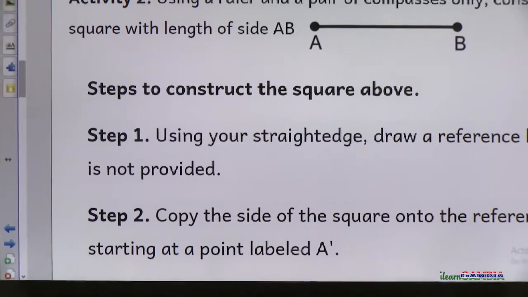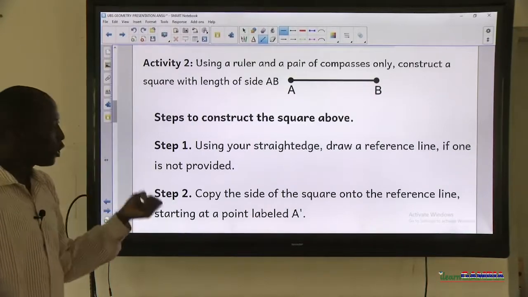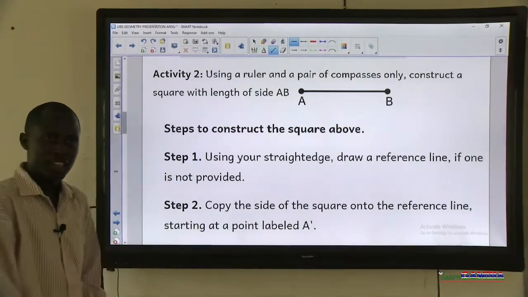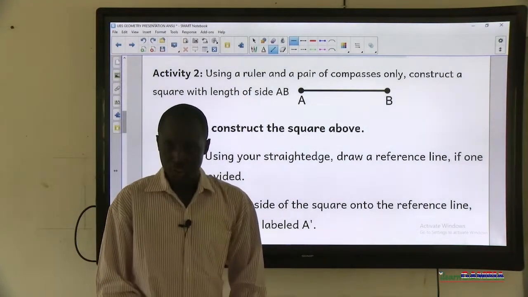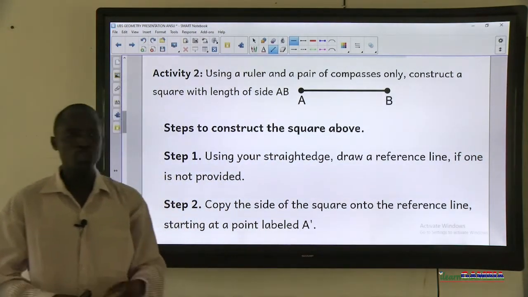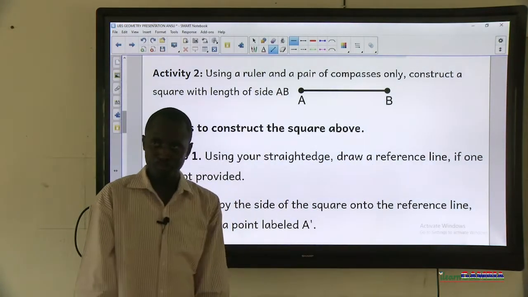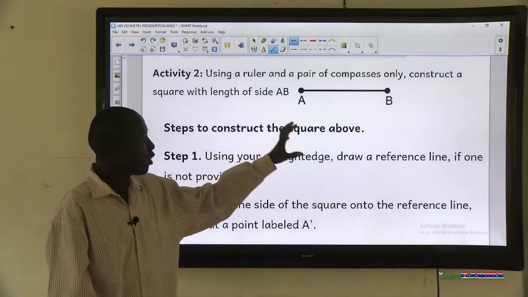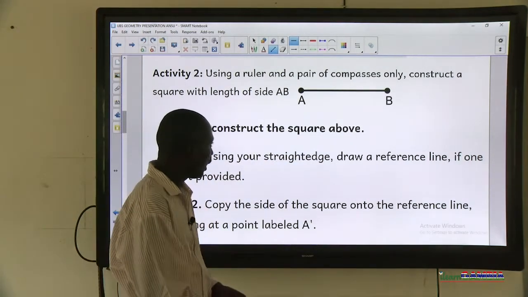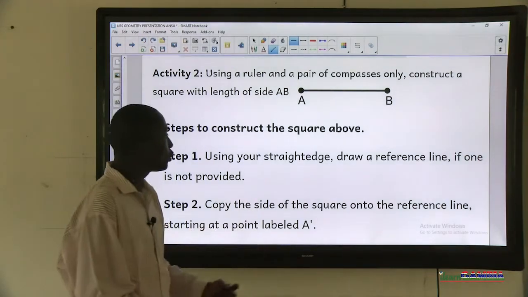Now, activity 2. It says, using a ruler and a pair of compasses only, construct a square with a length of side AB. In this case, we are going to construct a square that is of length AB. How much is that? We don't know, but we are just given the line segment AB. So that means we have to use our compass to copy the distance AB and use the same steps we have used before.